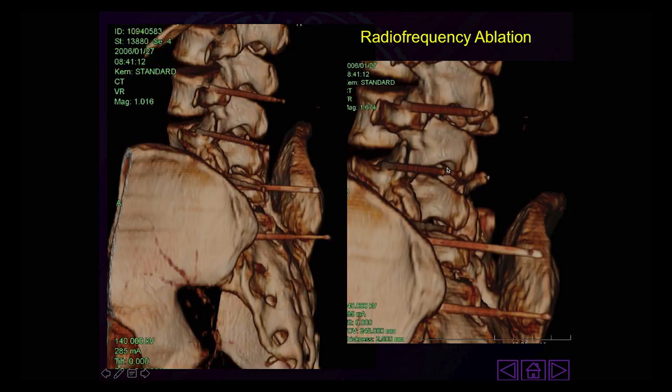They have a centimeter that's uninsulated, and so the electromagnetic wave then heats it up to 80 degrees Celsius, so that's really hot, 170 degrees or so Fahrenheit, for about 90 seconds. And then we can put a little anesthetic and a little steroid to help with that post-procedural inflammation.